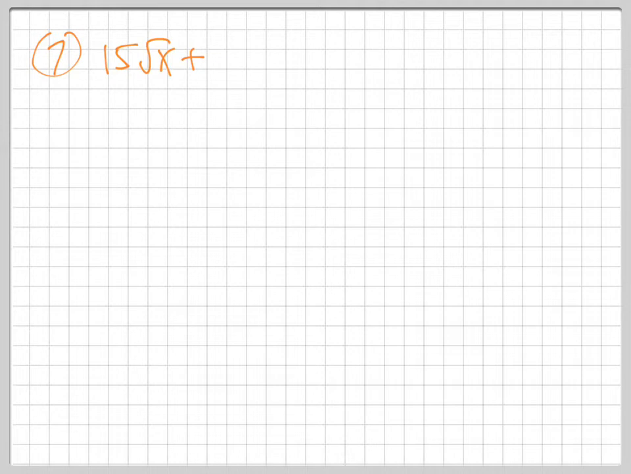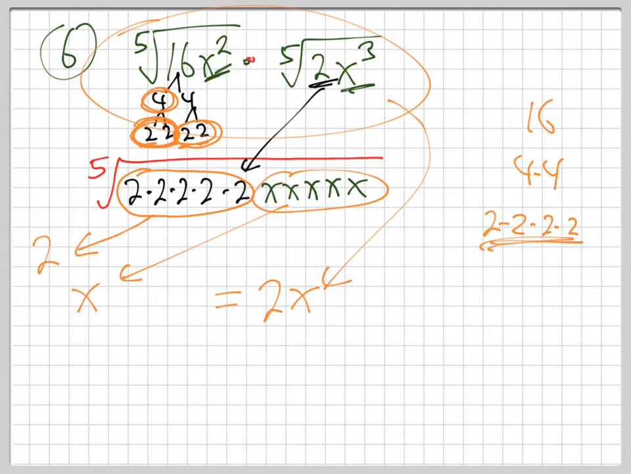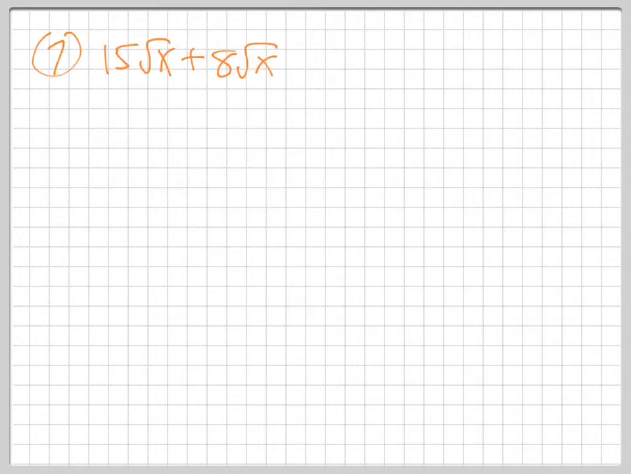15 root x plus 8 root x. Like that. So now, notice we're switching gears a little bit. This will actually be easier. We're adding roots. We're not multiplying them. Look back at the last problem. These were timesed. They were multiplied. Now we're adding them.